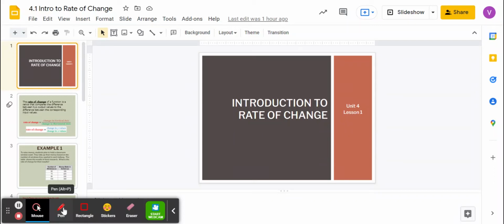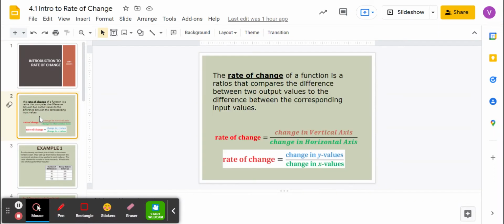Now, lesson 4.1 deals with rate of change. Remember, the definition of rate of change is a ratio that compares the difference between two outputs to the difference between the corresponding inputs. Another definition is it's the change in the vertical axis over the change in the horizontal axis. And finally, my favorite is the change in y values versus the change in x values.